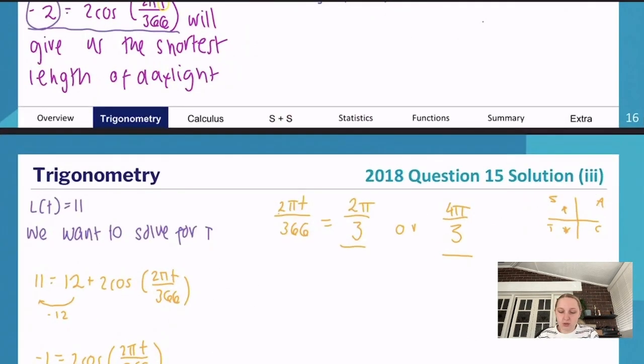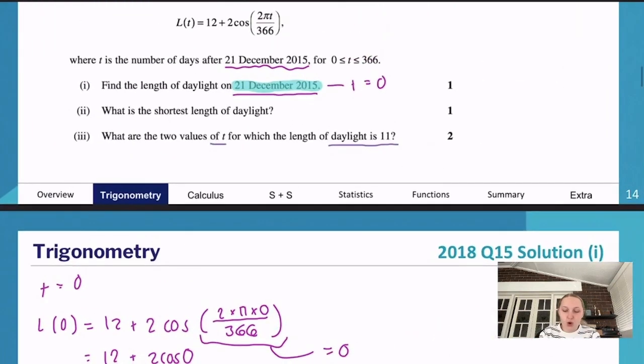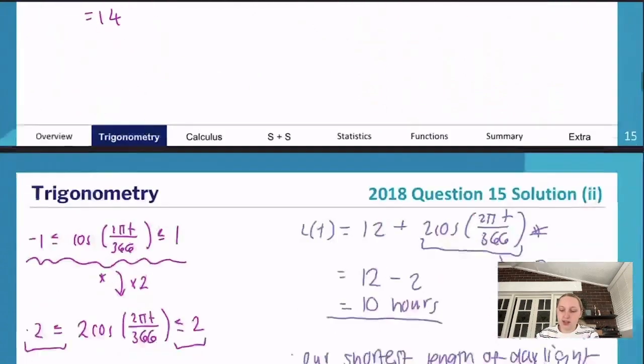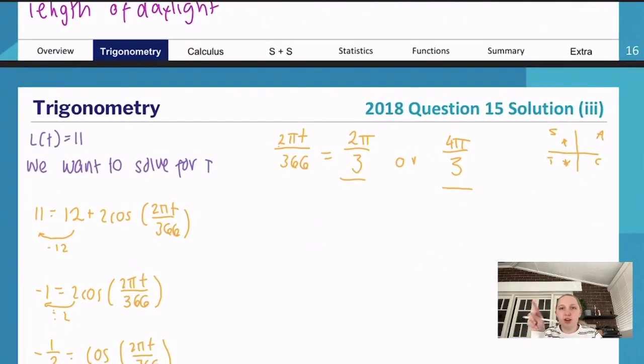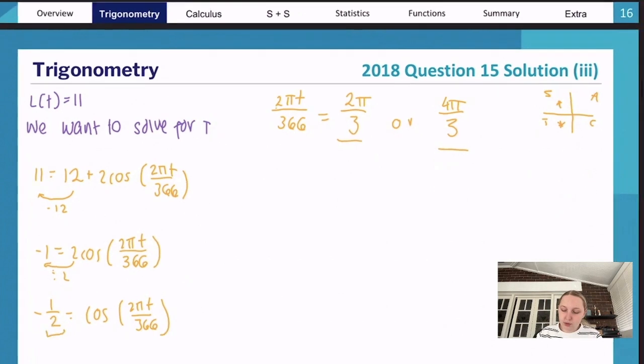But we've got to remember the question is asking us, what are the two values of t for which the length of daylight is 11? That 2 is also an indicator that you don't have to keep going round and round and round. They only want you to do the first 2. Okay? So then we want to solve for each of these.